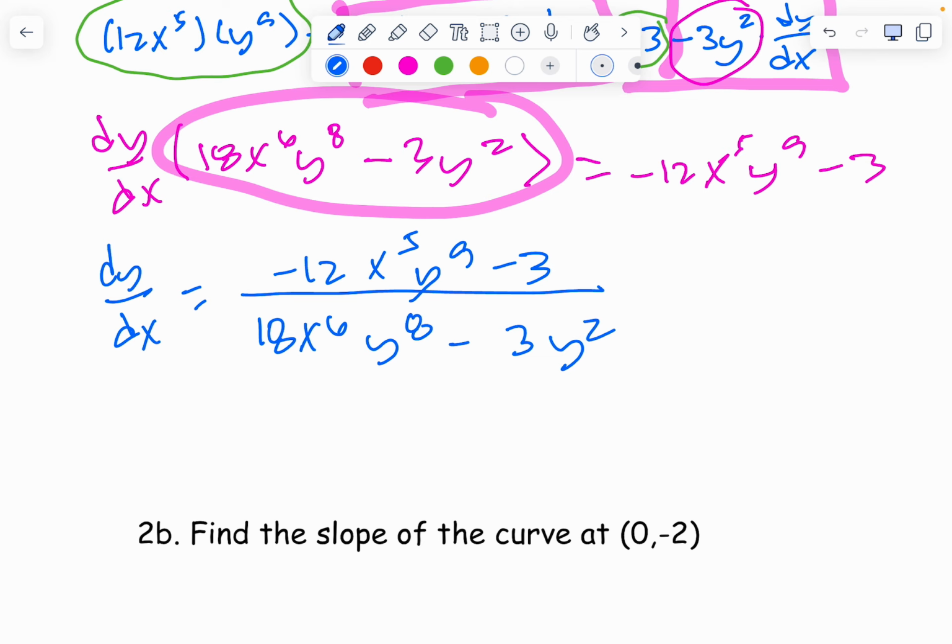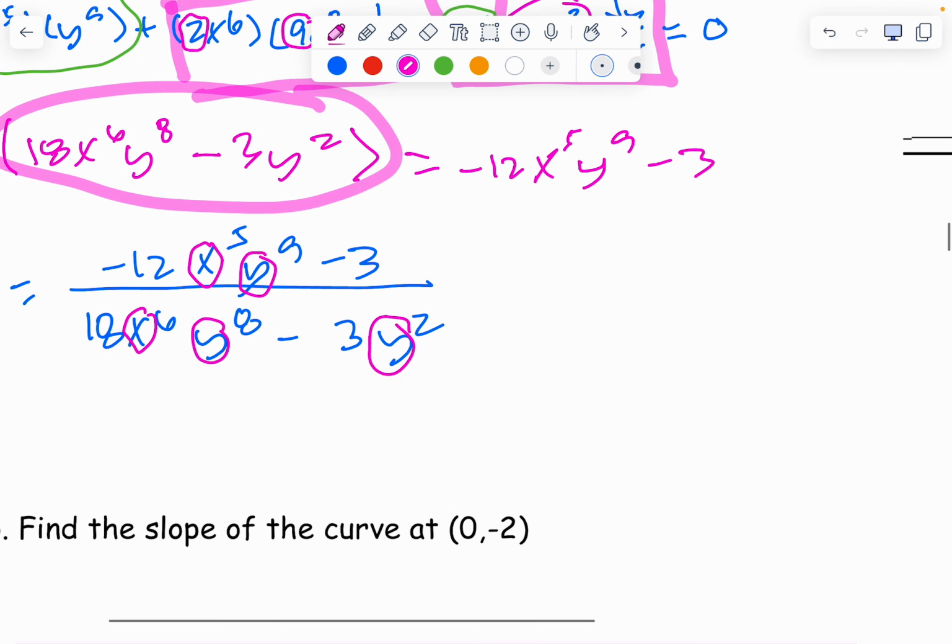All right, part B, Santiago, let's read. It says to find what? The slope of the curve at 0, -2. Okay, this is very doable. When I give you a value of 0, isn't that very easy, basically? Okay, so let's plug in. Anywhere I see an x, I'm going to plug in 0. Anywhere I see a y, I'm going to plug in -2. Let's do that together. I'm going to do it right here.